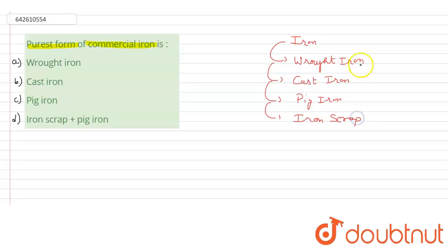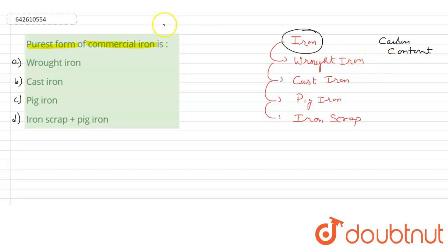Here, on the basis of carbon content, I can tell the purity of the iron. The more carbon content there is in the iron, the more the purity will decrease. So I can write here, this is the carbon content.